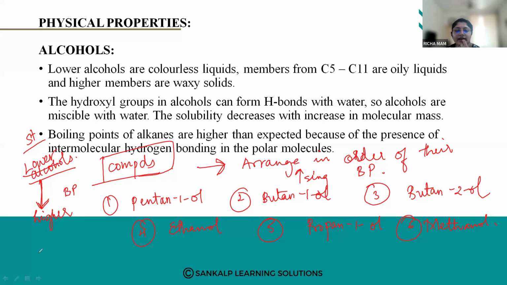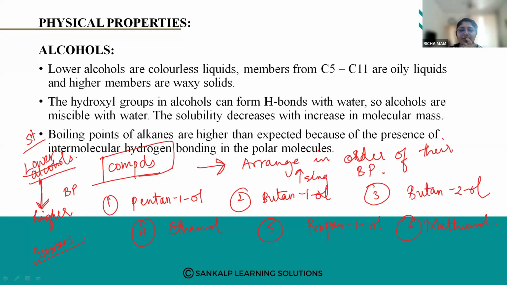Now, when you are comparing isomeric alcohols, with the increase in branching, what will happen? The alcohol boiling point goes on decreasing. So compare the number of carbons.